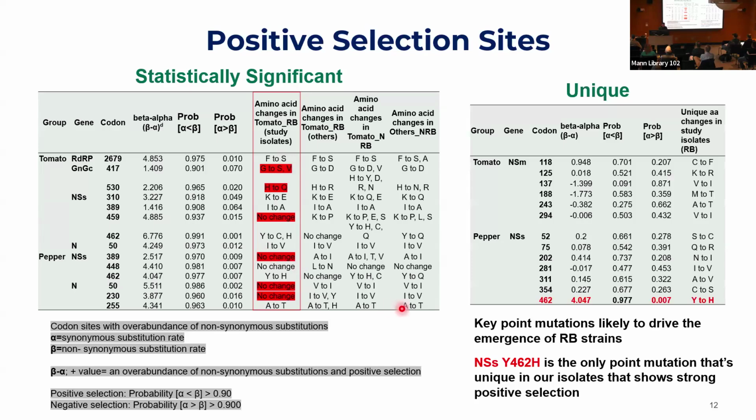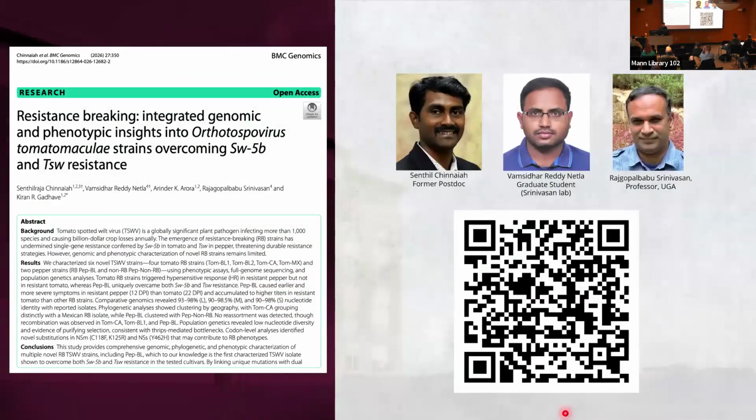What was most striking was this NSS 52H substitution at amino acid position 462, which was the only point mutation that's unique to our isolate, as well as showing strong positive selection. And so this was our candidate for resistance breaking in pepper, especially. Now, if you're interested in the full story about full-length sequencing and characterization of these strains, this is the paper we recently published in collaboration with Dr. Srinivasan's lab at University of Georgia.